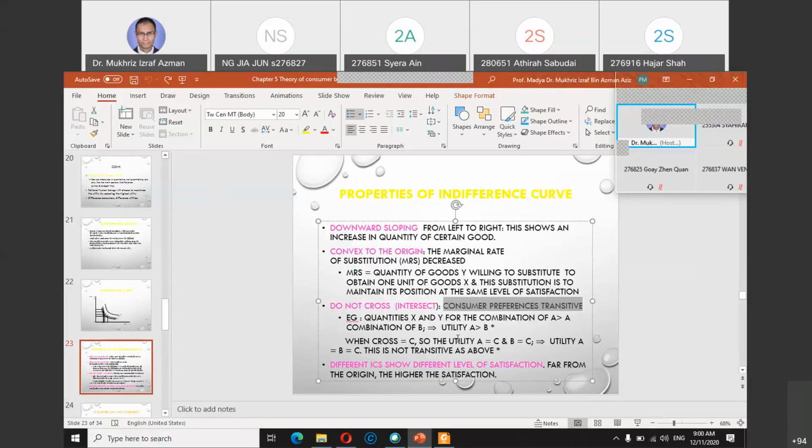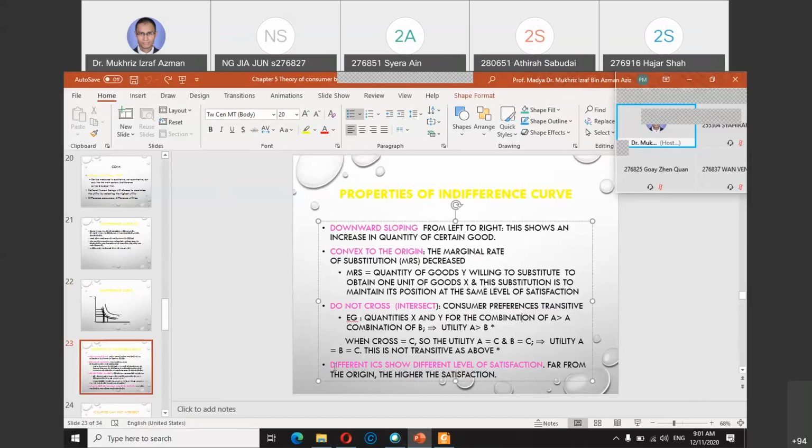We will not go too much into detail, because if you are taking macroeconomics, especially as an economics student, you will look at this concept again, on the assumptions of indifference curves and why they cannot intersect. But for principles of economics, as long as you know that two indifference curves cannot intersect because it violates the assumption that consumer preference should be transitive, or in other words, more is preferred to less.